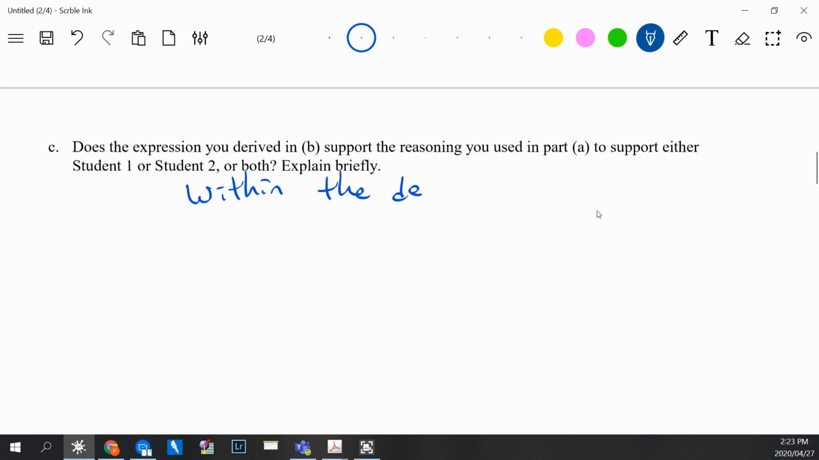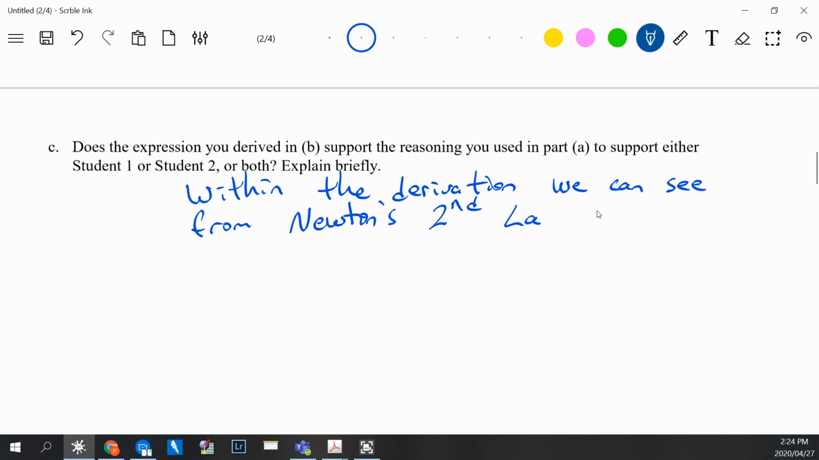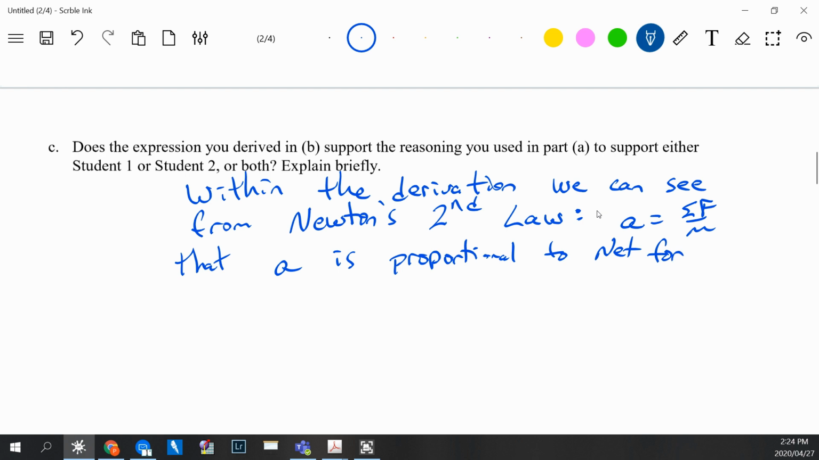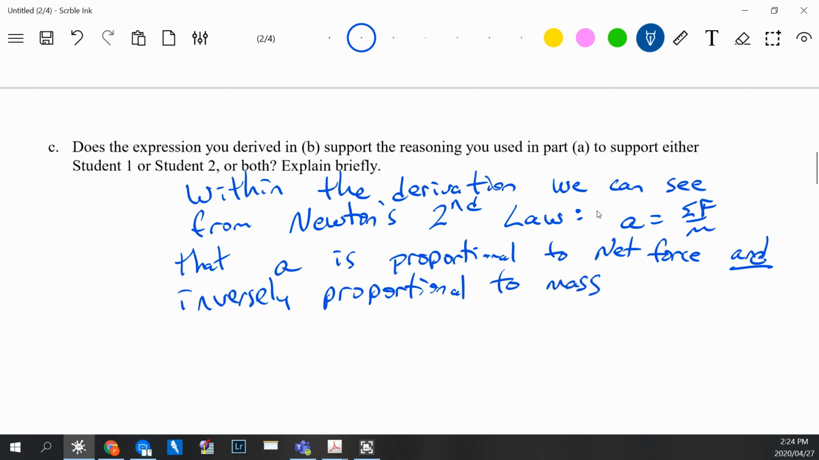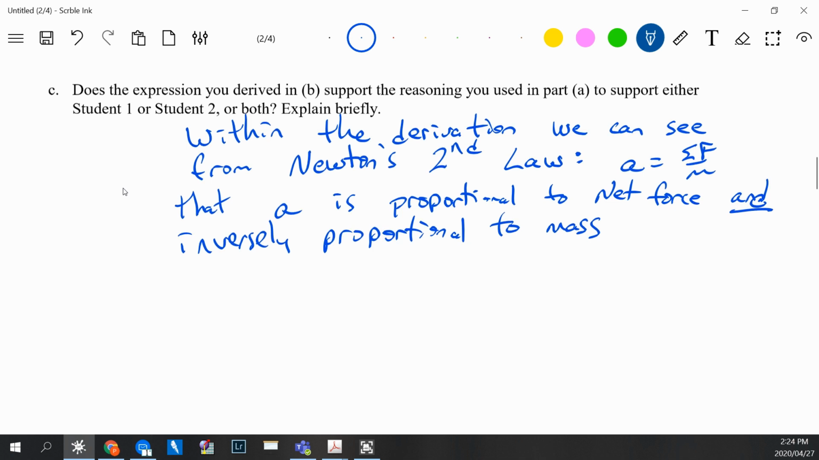within the derivation, we can see from Newton's second law, which I'm just going to write as a equal to net force over m, that acceleration is proportional to net force and inversely proportional to mass. So does it support either student 1 or student 2 or both?